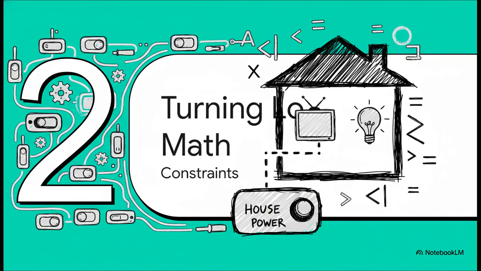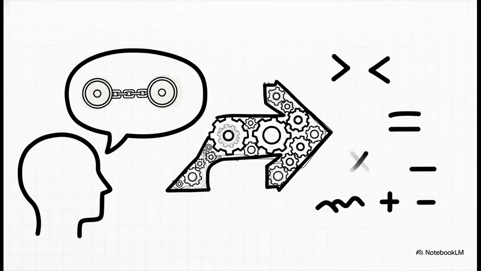Okay, so we have our on-off switches. Lots of them. But they can't just flip on and off randomly, right? There have to be rules. For example, you can't turn on a light if the main power to the house is off. That's where constraints come in. And this is where the real magic happens.